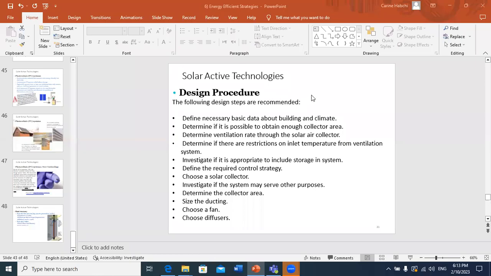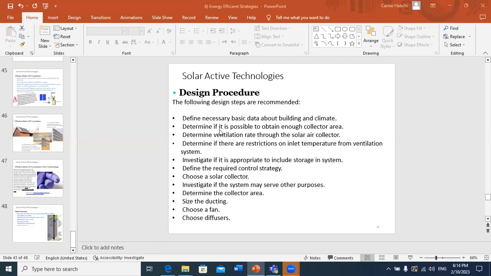So the following design steps are recommended when we design solar active technologies. First, we should define the required data about building and climate. The climate, as we discussed before, has a very high importance on the design because it will affect the selection of resistance of the envelope, the level of insulation, the orientation of the building, etc.